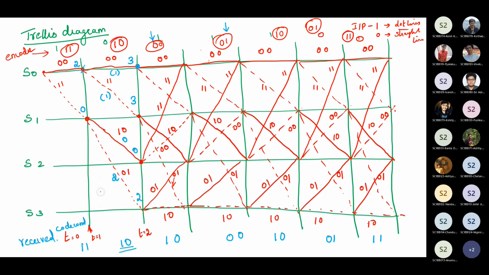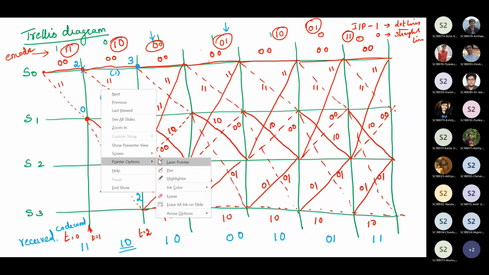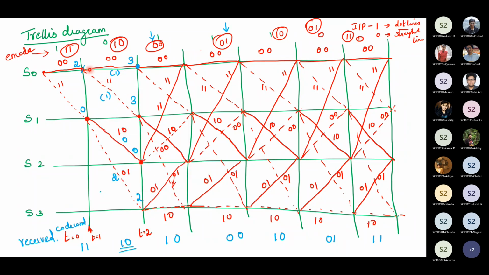Let me once again explain. With the received bit, we are trying to find the distance between the received bits and the output of each state. For example, for the previous one, we are in S0 state and the current received output is 1, 0. We are comparing it with 0, 0 and 1, 0 and finding the Hamming distance. This Hamming distance we are writing on this path.